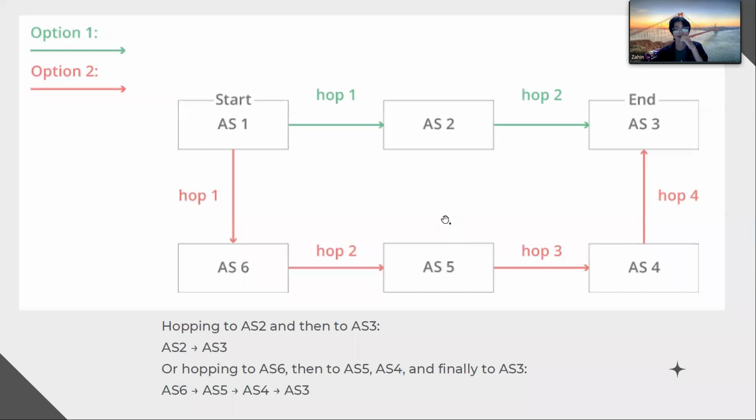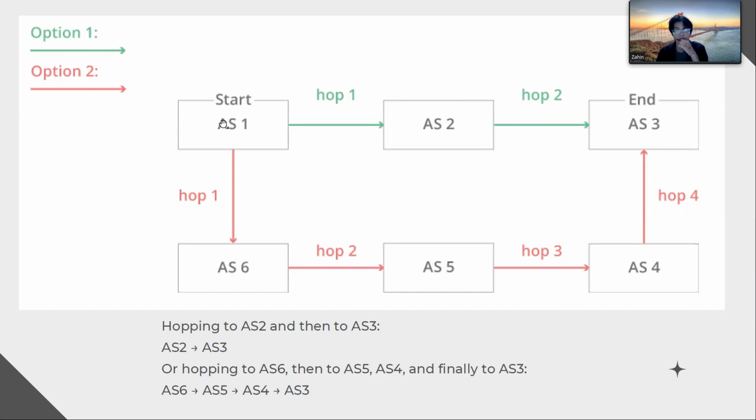So this is the graphical representation of BGP. As we can see here, there are two options, option 1 and option 2. There are 6 AS and AS1 needs to reach AS3. For option 1, AS1 hops to AS2, which counts as hop 1, and for hop 2, it reaches AS3. So there are 2 hops.